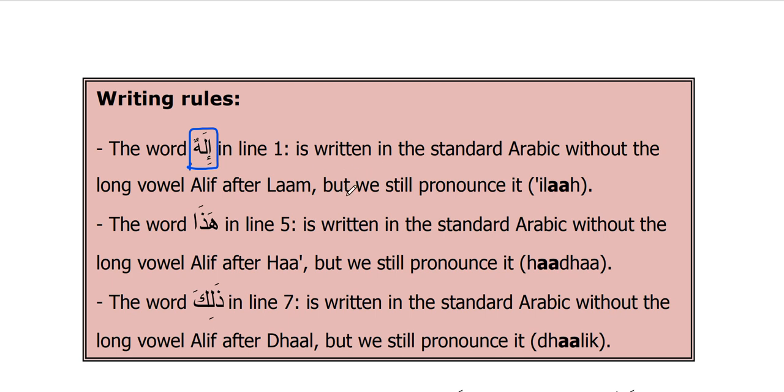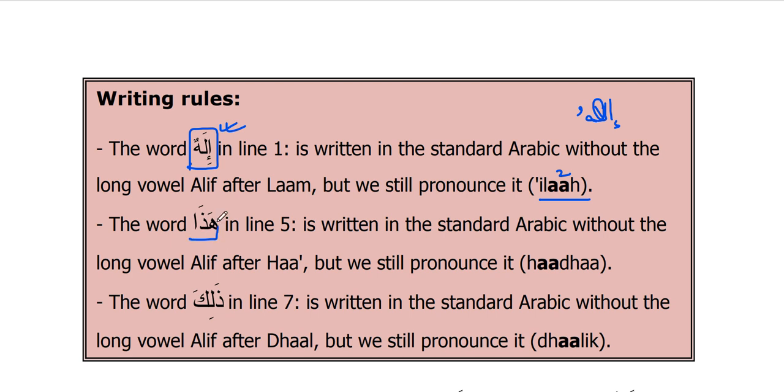But when we read, we don't read it as "ilah", we read it as "ilaah", as if there is an alif after the lam. So there is a two count here. For example, it's read as "lam alif ilah, ilahu, al ilahu", but it's not written with this long vowel alif. It's written without the long vowel alif.